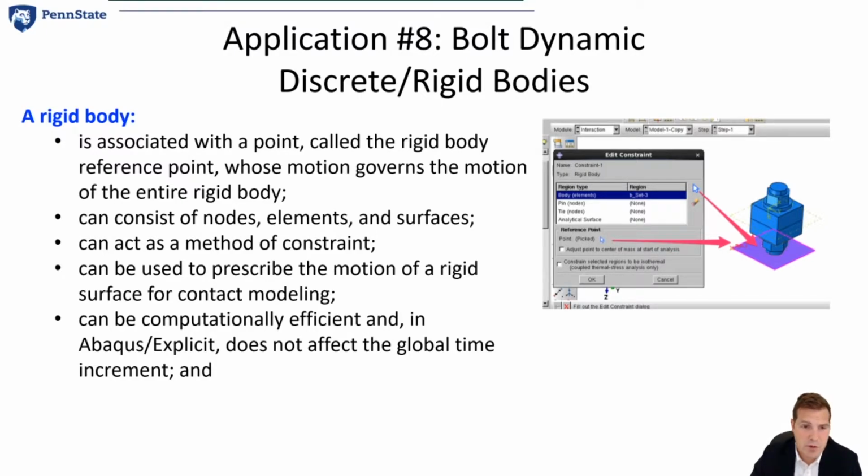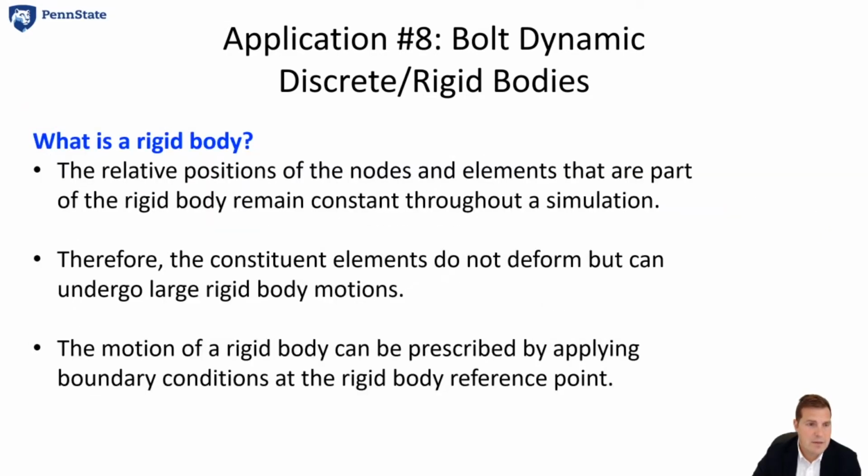They can be used to prescribe the motion of a rigid surface for contact modeling. It can consist of nodes, elements, surfaces, and act as a method of constraint. And it's really nice because it doesn't affect the efficiency. Because it's rigid, we're not having any displacements, which means we don't have to solve for displacements. So it's very easy to model. Basically, what happens in a rigid body is that the relative positions of the nodes and the elements that are a part of the rigid body remain constant. Okay, so there's zero displacement.